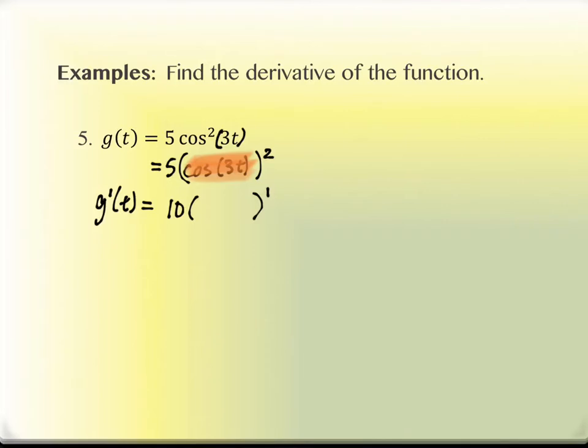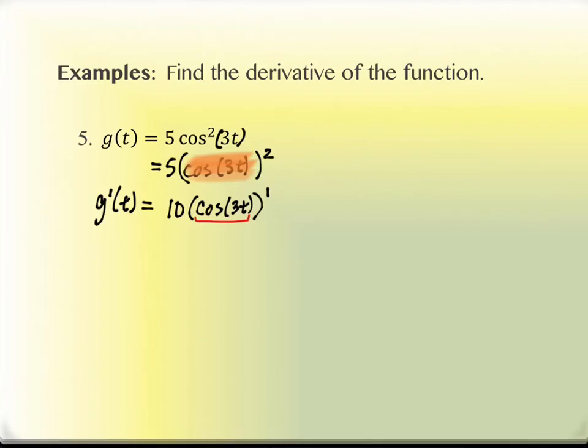And then the orange blob piece gets just dropped right in. It gets rewritten, cosine of 3t. So the outside-most function here is a power rule, power of 2. Working my way inside next, I'm dealing with the cosine of 3t.